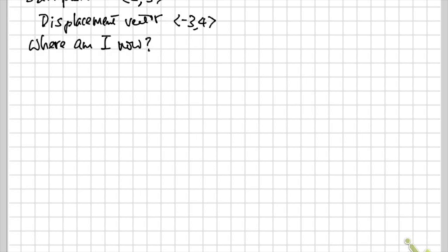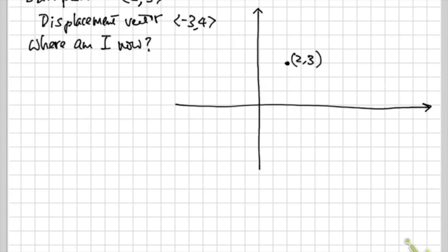Let's take a look at an example. So let's say I have a starting position 2, 3, and after a displacement vector of -3 and 4, where am I now? Okay, so let's plot out where our starting point is, 2, 3, as I've indicated here. And my displacement vector being -3 and 4 means that I'm going to go -3 in the x direction, and then 4 in the y direction. So this is the direction of my travel.